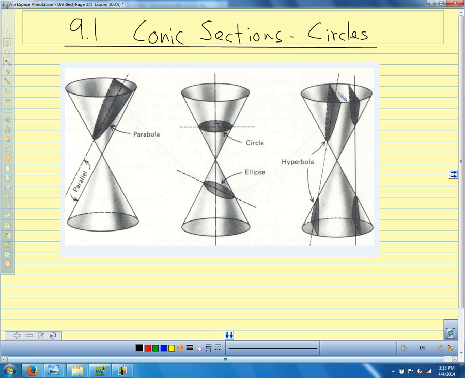And we get a hyperbola when we cut so it goes through both sides of the cone. The way that the cones work out is, you always get two pieces. You get a lower part and an upper part.